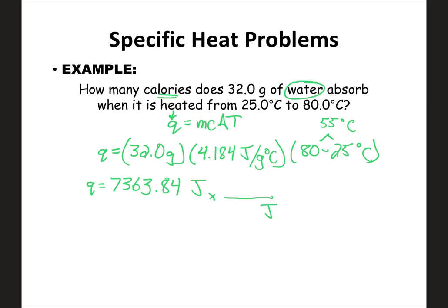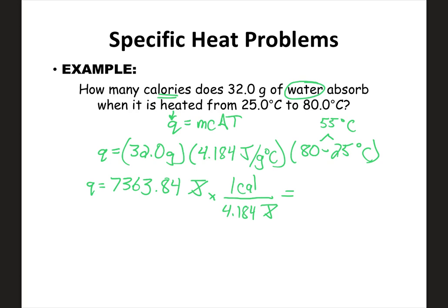I know that joules need to go on the bottom for them to cancel. The conversion here is that there's 4.184 joules for every 1 calorie. Joules on top and bottom, they cancel. Now you're in calories. You do need to watch your sig figs. So go back to your problem, count sig figs, use the least.